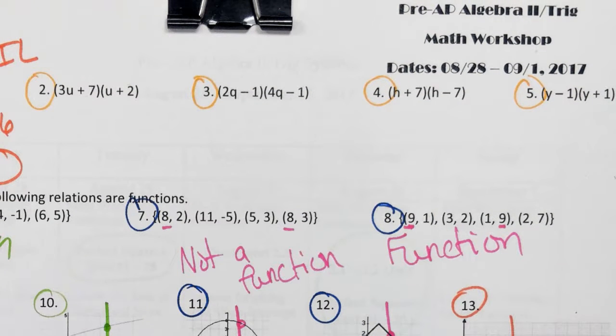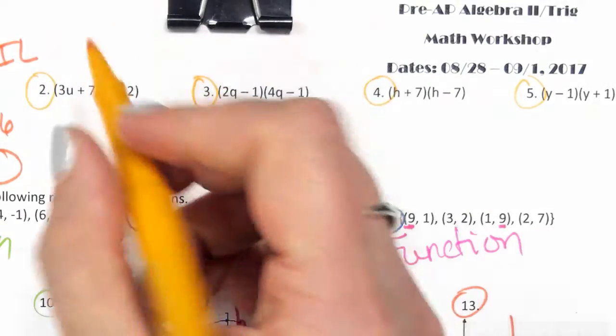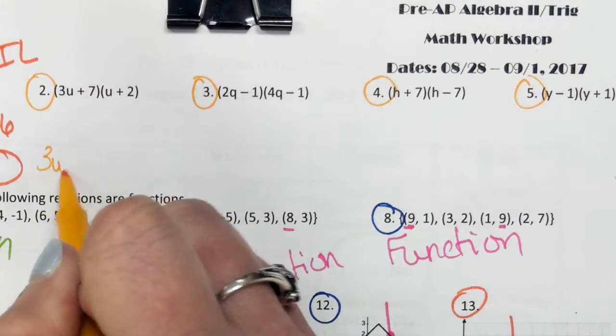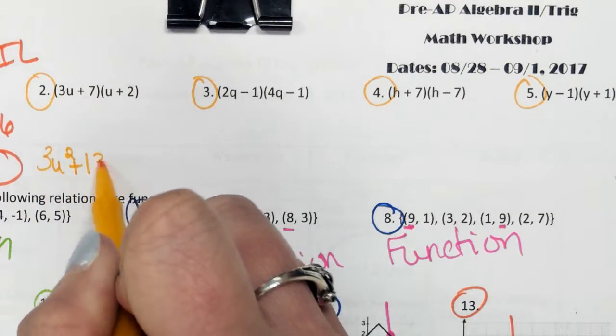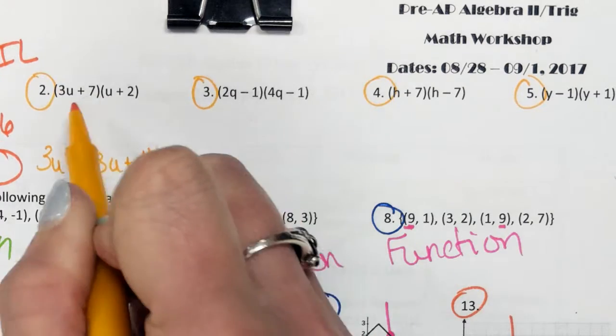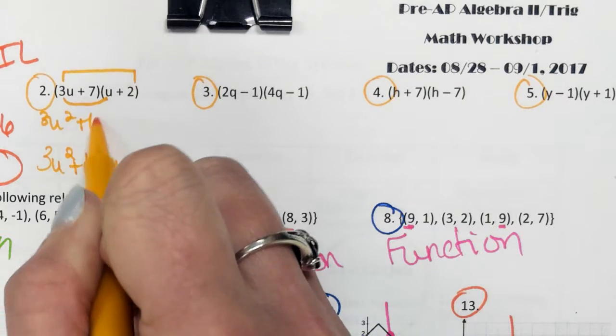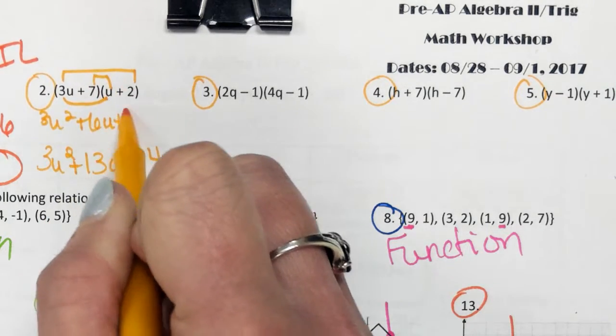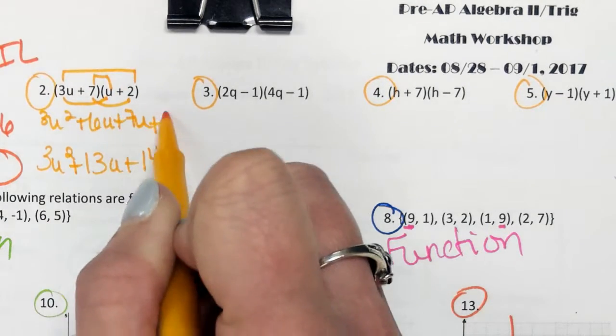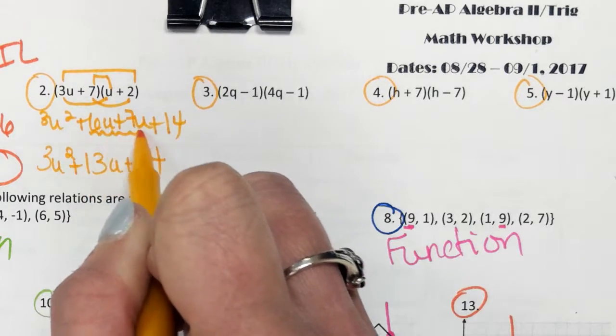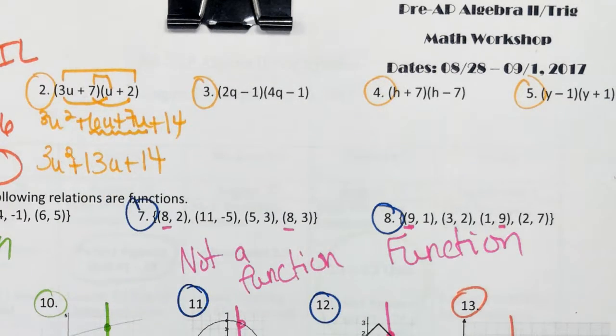All right. What about number 2? What'd you get? 3u squared plus 13u plus 14. Perfect. Because your first was 3u squared, your outer was 6u, your inner was 7u, and then your last was 14. And if you do it right, these little guys right here will always combine. Are y'all okay?